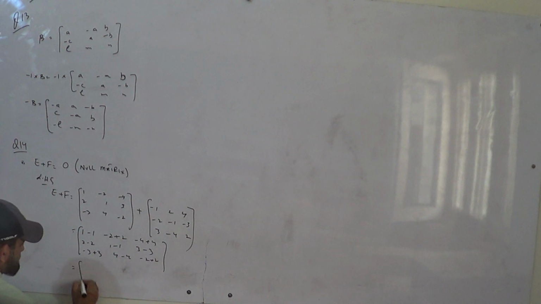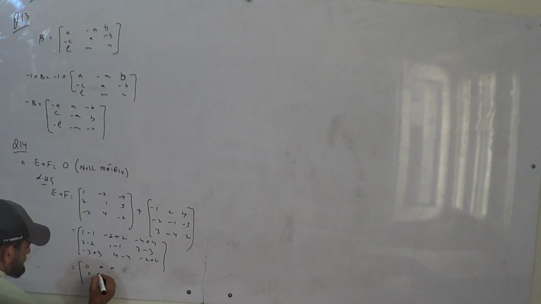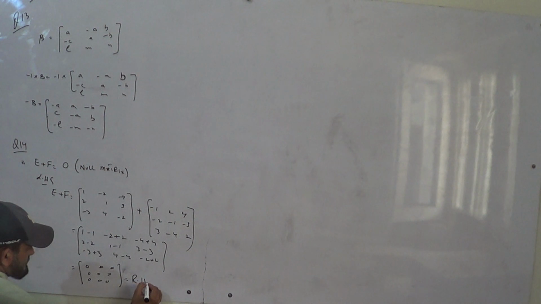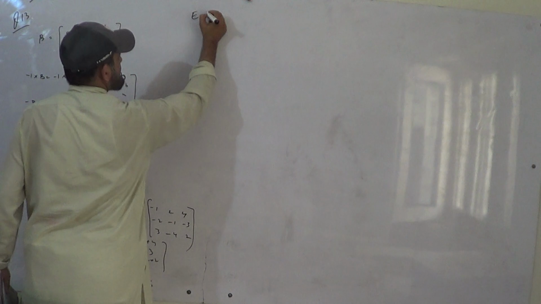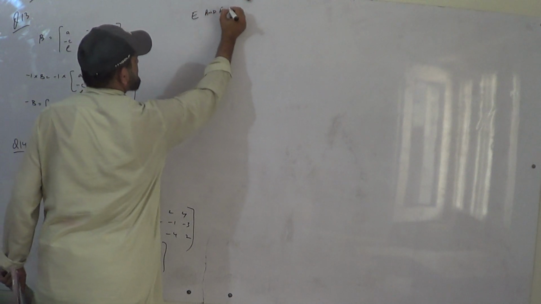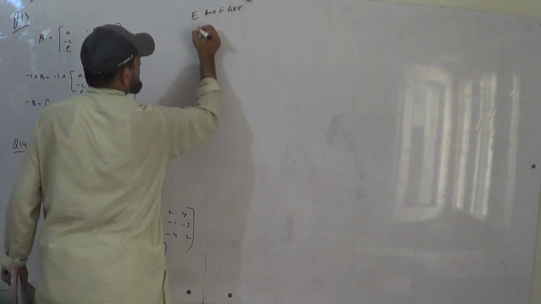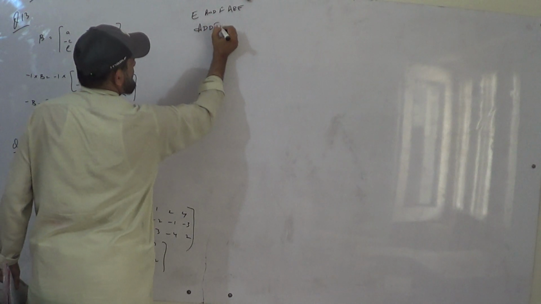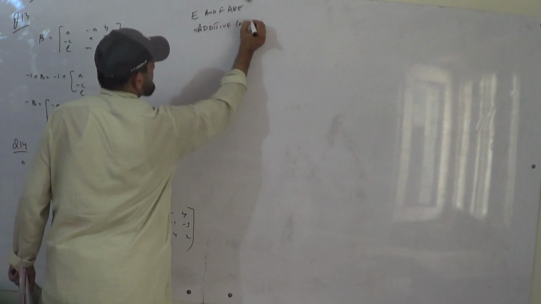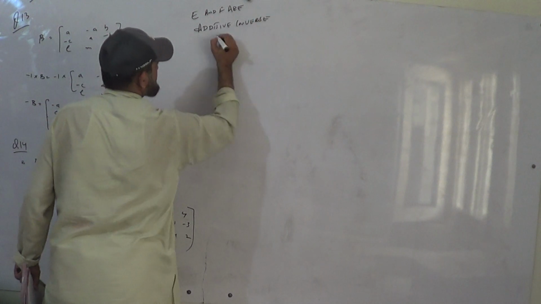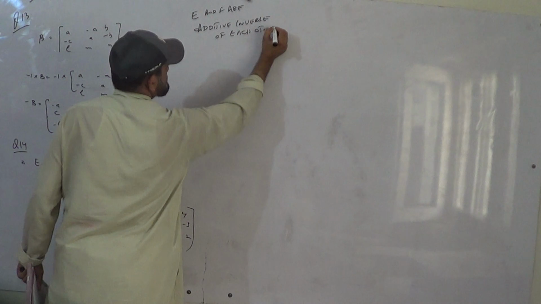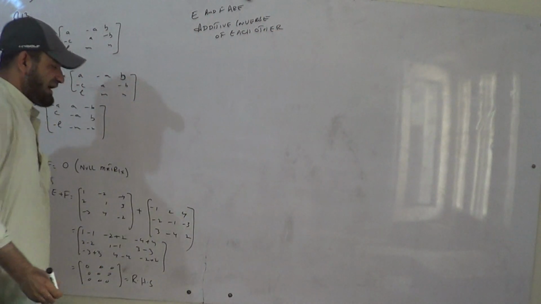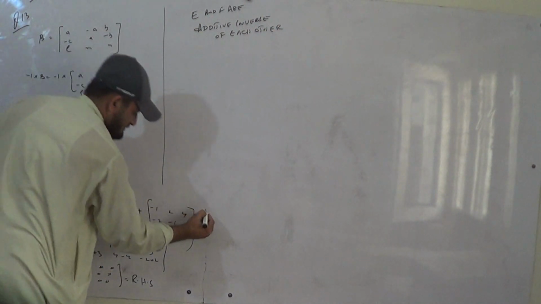We get the null matrix. It means E and F are additive inverses of each other.